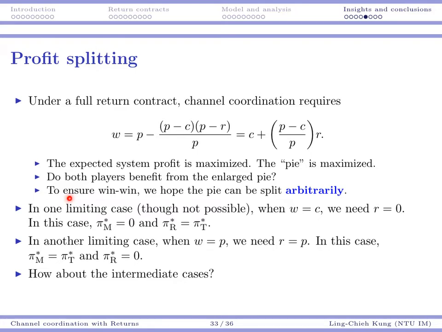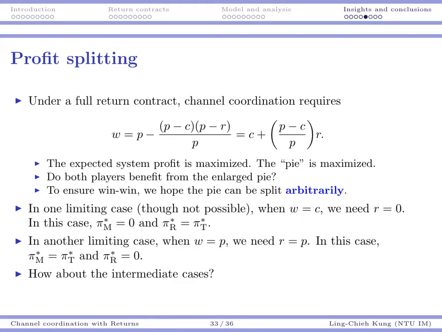So we need to ensure win-win. We are hoping that the system profit can be split between the two players in any way we like, or arbitrarily. That's what we want. We know we are able to make the pie maximized. We know we can get the efficient pie, and then we ask whether this pie can be split arbitrarily or not. To answer this question, let's first look at two limiting cases.